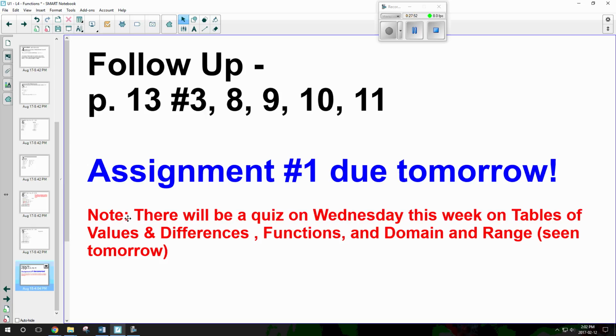Also, please note that there will be a quiz on this Wednesday of this week. This quiz will be on the table of values and differences, so what we were doing on Friday. It will also include a little bit of questions about whether the graph is a function or not. And then also it'll have a question about stating the domain and range. Now this is something new for you guys, but we will see that in class tomorrow. So please make sure that you are aware that the quiz will be this week on Wednesday on these topics. Other than that, I hope you have a great day and I will see you tomorrow.